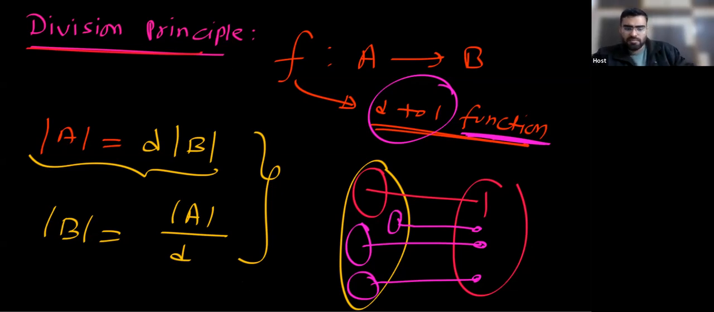Tell me, anyone? Pre-images must be disjoint, right? Else it won't be a function. Just think about it. Else it won't be a function. See, okay, in a function, okay, not question.